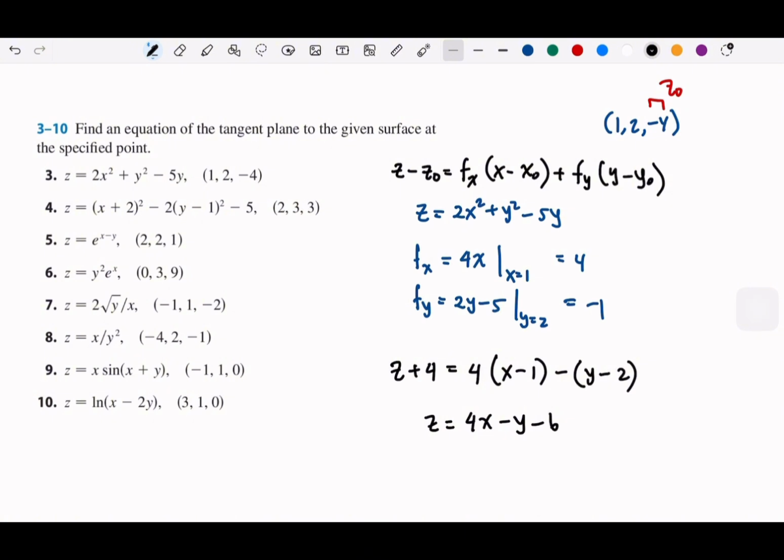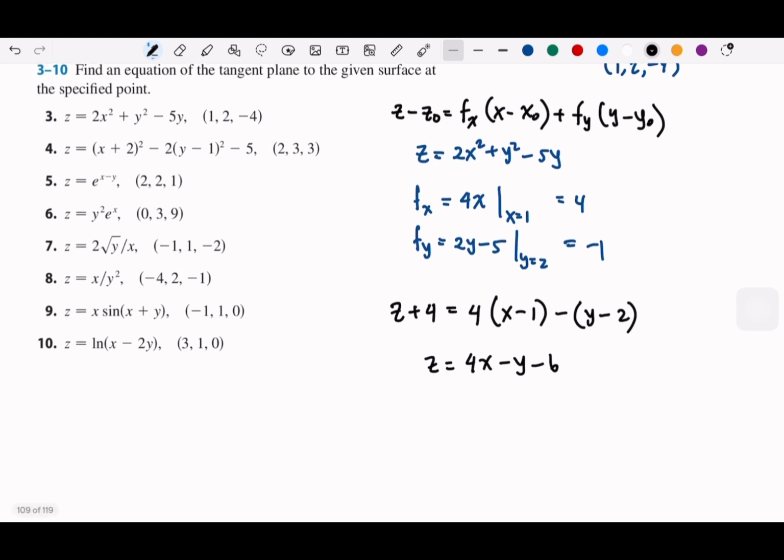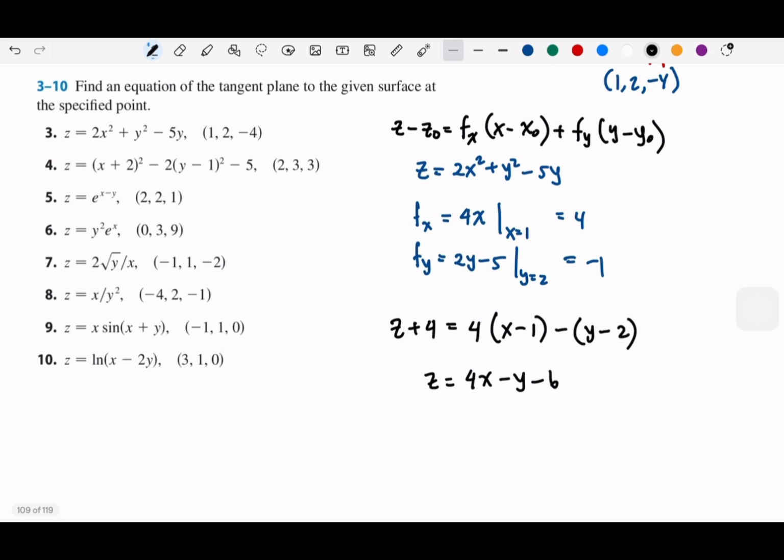And if you see the structure, this is similar to when you apply calculus to find the tangent line. Very similar. The difference is we have two tangents, the partial x and partial y. So this is number three.